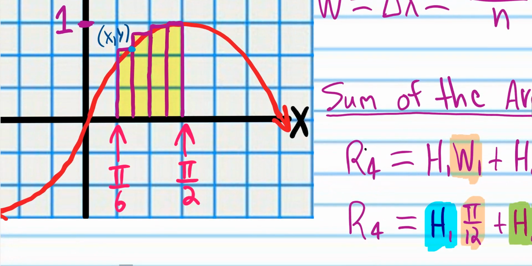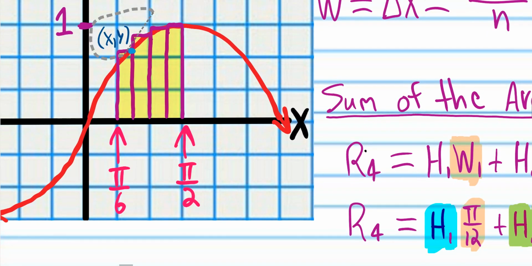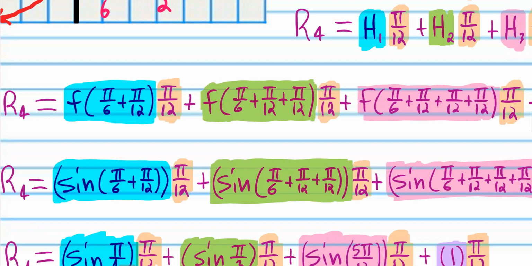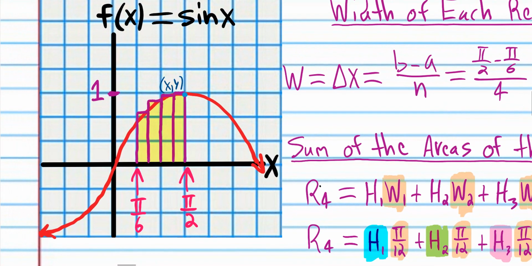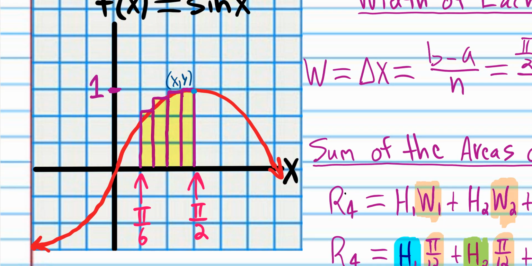And we're going to keep finding those heights as we move this point over. We're going to find the y value of that point. That's the height of the second rectangle. And then we're going to find the y value of this point, which is the height of the third rectangle. And then we're going to find the y value of this point. In order to find the y value of that point, you just have to plug in pi over 2 into the function, because the x value is pi over 2. So plug that in. Sine pi over 2 is the height of the last rectangle.